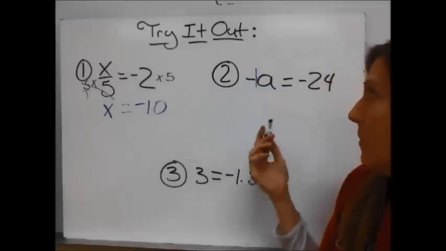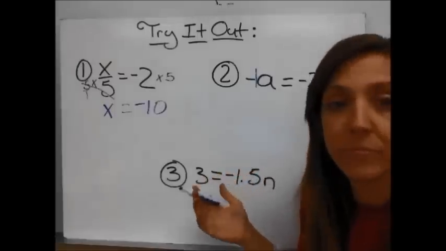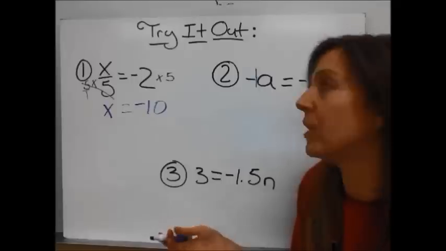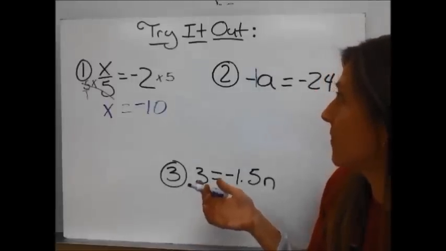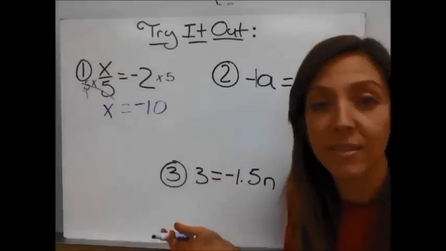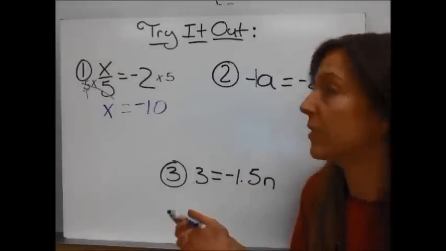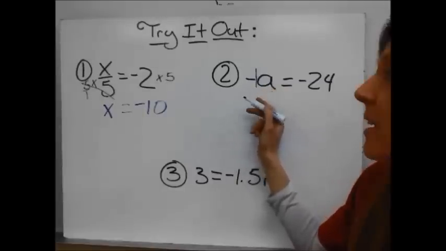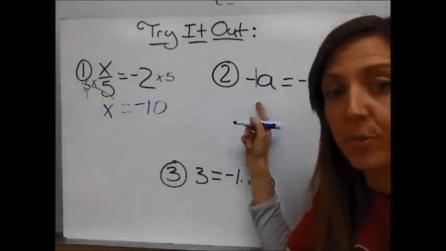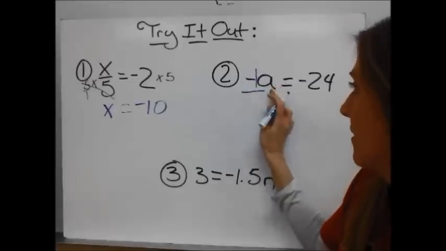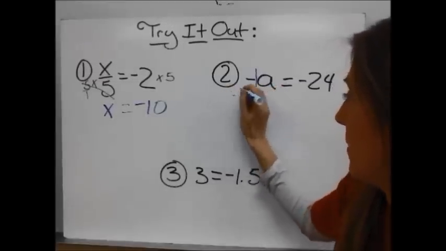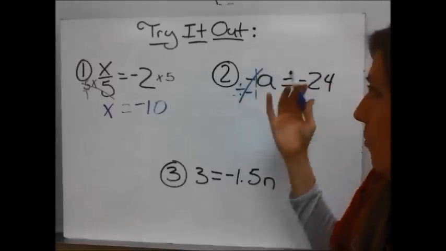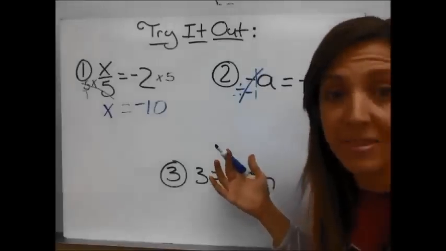Well, what times negative 1 would give me negative 24? Of course, it's 24. We can see that. But let's use the division property of equality to solve this one. Negative 1a, this would be multiplication, negative 1 times a. The inverse of multiplication is division, so I'm going to divide by negative 1. Negative 1 divided by negative 1 is just 1, or just a by itself now.